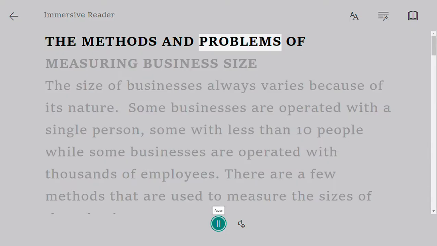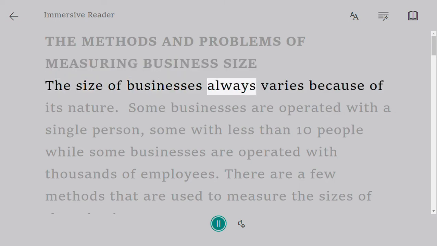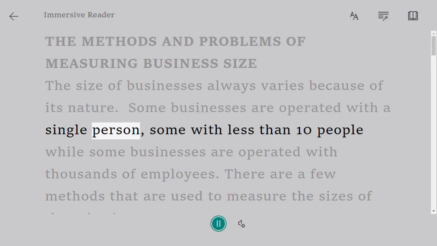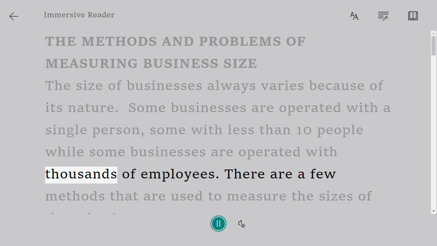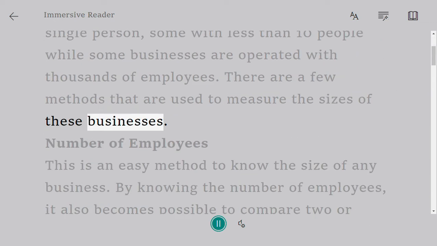The methods and problems of measuring business size. The size of businesses always varies because of its nature. Some businesses are operated with a single person, some with less than 10 people, while some businesses are operated with thousands of employees. There are a few methods that are used to measure the sizes of these businesses.